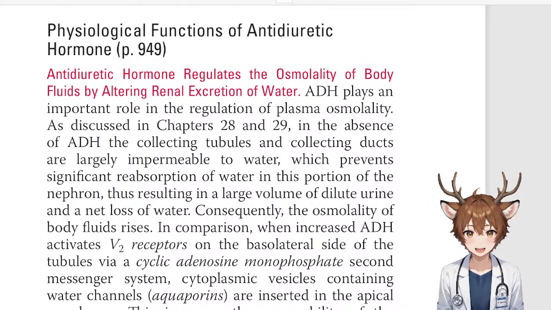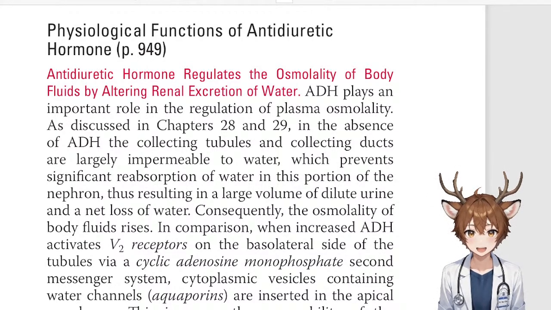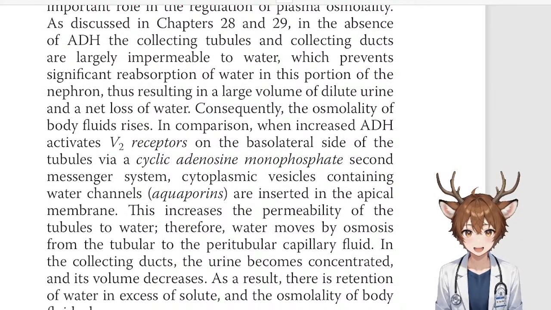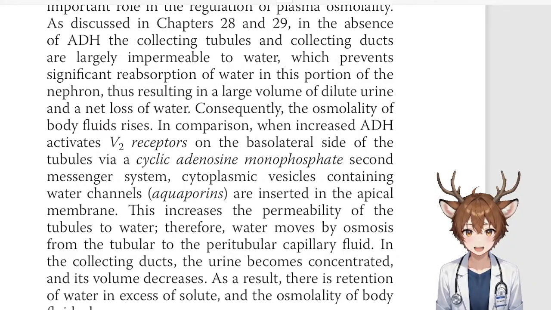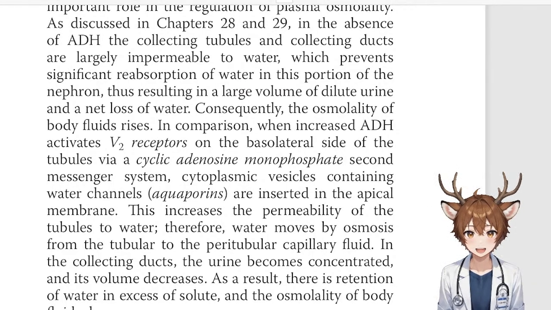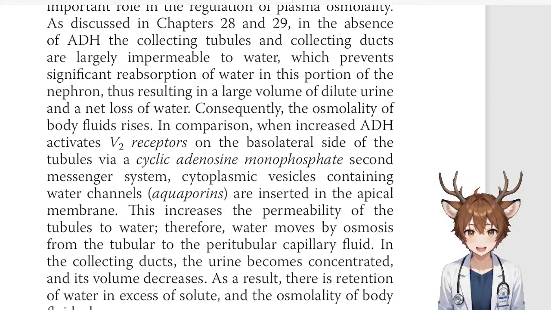In comparison, increased ADH activates V2 receptors on the basolateral membrane of the tubules via a cyclic adenosine monophosphate, cyclic AMP, second messenger system. Cytoplasmic vesicles containing water channels, aquaporins, are inserted into the apical membrane. This increases the permeability of the tubules to water, therefore water moves by osmosis from the tubular to the peritubular capillary fluid. In the collecting ducts, the urine becomes concentrated and its volume decreases. As a result, there is a retention of water in excess of solute, and the osmolality of body fluids decreases.